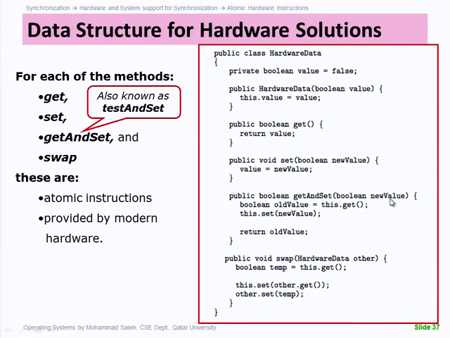Right? So first I get the old value, and then I set the new value. Clear? Now, swap. Swap works by having two objects of this class, two locks. When I say swap them, if both of them are true, they remain the same. Both false remain the same. If one is false and the other true, they become the other way around.